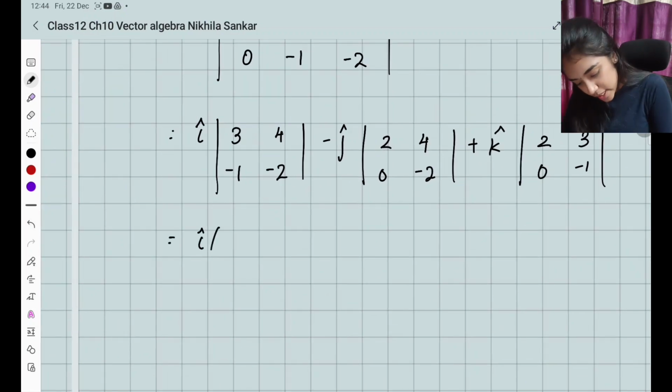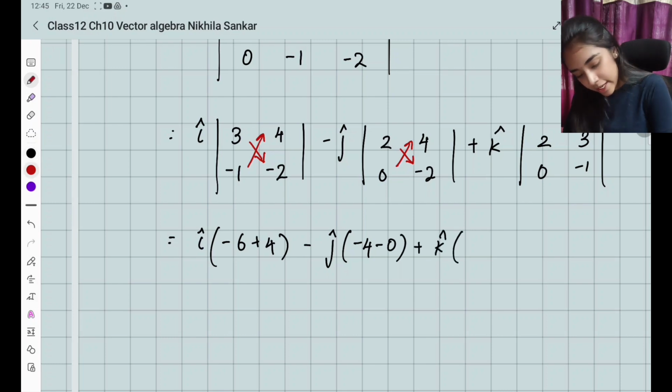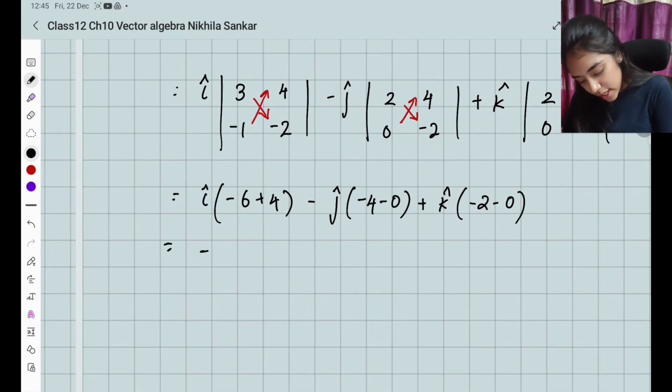So this is going to be I times, multiply panna I have 3 2s are minus 6 minus of minus 4. So this is going to be minus 6 plus 4. Minus j cap times inga enna term irukku, 2 into minus 2 minus 4 minus 0. So I have minus 4 minus 0 plus k cap times I have minus 2 minus 0. Okay, 3 times 0 is 0. So minus 2 minus 0. Ipo in total I have minus 2 I cap plus 4 j cap minus 2 k cap. So this is my C cross D.